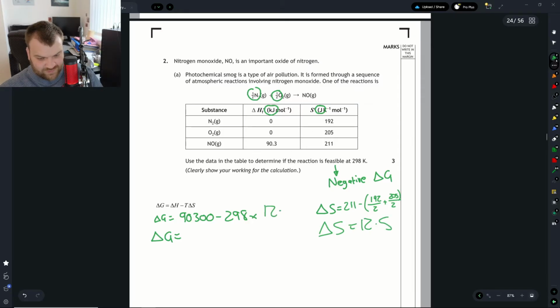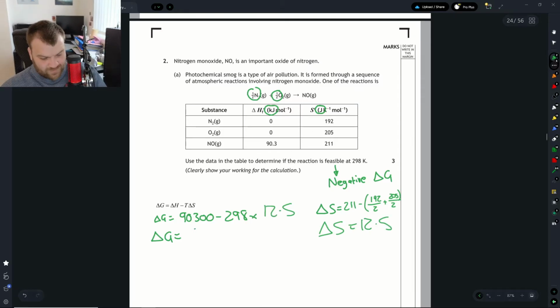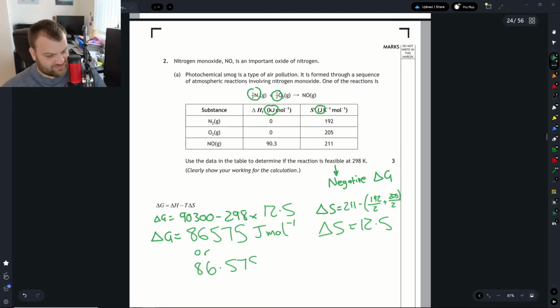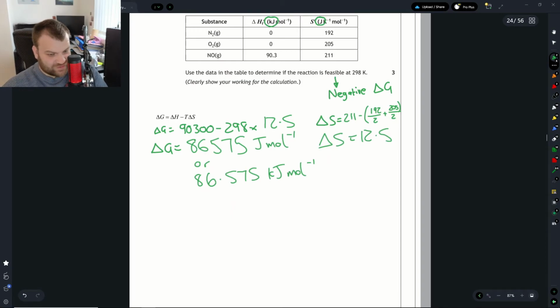Pop that in over in our other equation. That gives 86,575 joules per mole. Or if you wanted to keep it in kilojoules, you should have ended up with 86.575, or that rounded up. That would be the kilojoules per mole. Either way, that is a positive delta G.